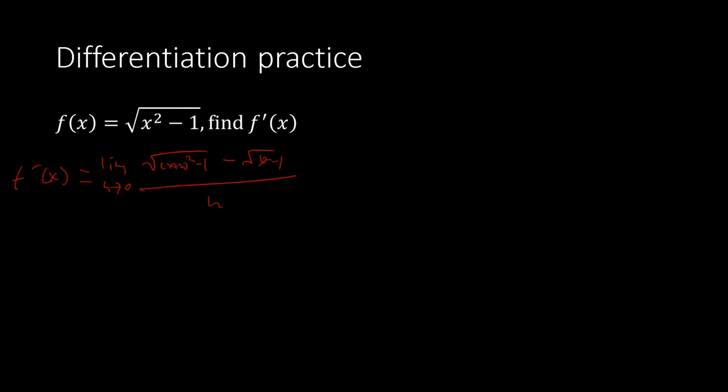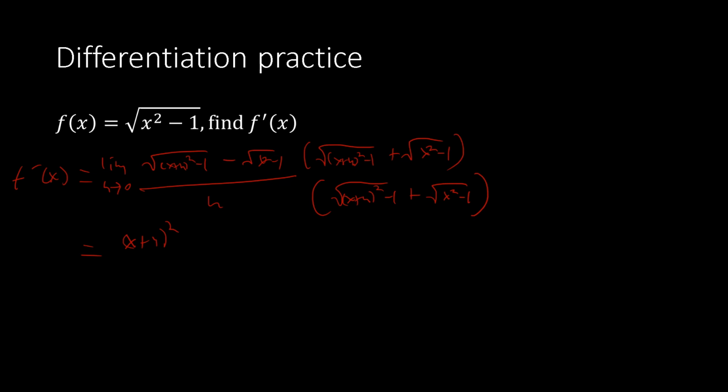We're going to start by multiplying by the conjugate, because that's what we always do when we see square roots. On the top we're going to end up with this squared minus this squared, which is going to be (x plus h) squared minus 1 minus (x squared minus 1), the ones are going to cancel, over h times the sum of the square roots.